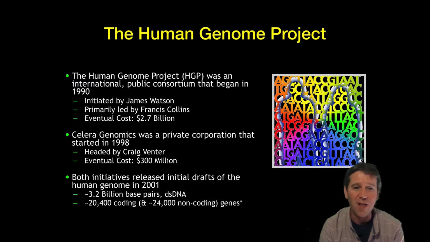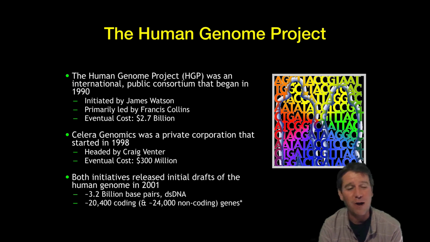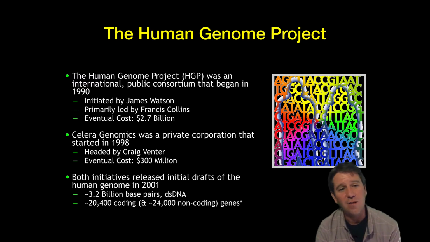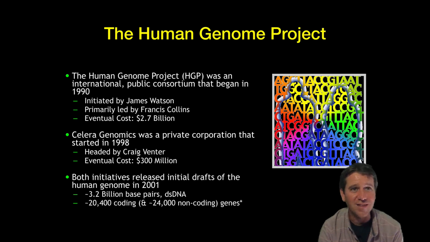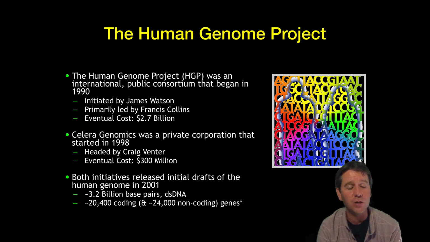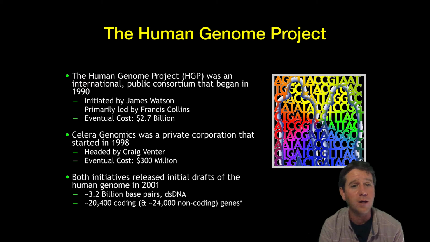And in the end, rather amicably, to the surprise of many, including myself, both initiatives in this race released their initial drafts early. This was in 2001. There was Craig Venter and Francis Collins on either side of Bill Clinton at the White House, talking about this first draft of the human genome in 2001. 3.2 billion base pairs. Now, slightly refined numbers: 20,400 coding genes, about 24,000 non-coding genes.